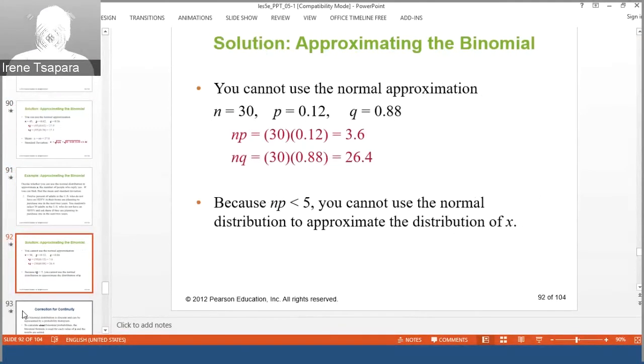If you do the same here, in this case where you have n trials 30, but the probability of success is much smaller, 0.12, you can see that you cannot use it. You need a bigger data set, you need more trials here.